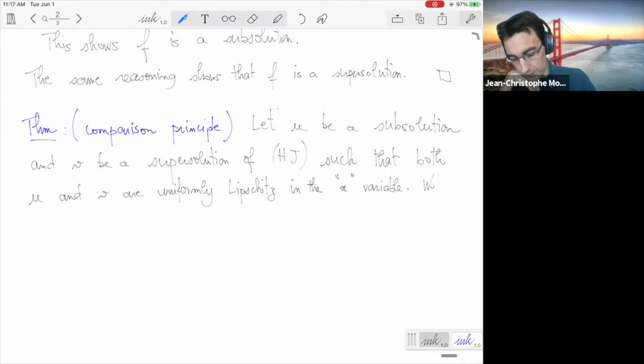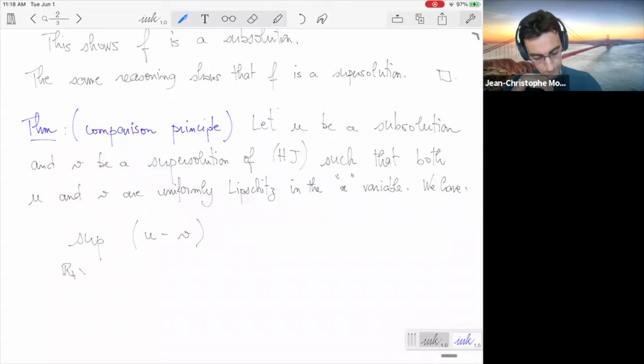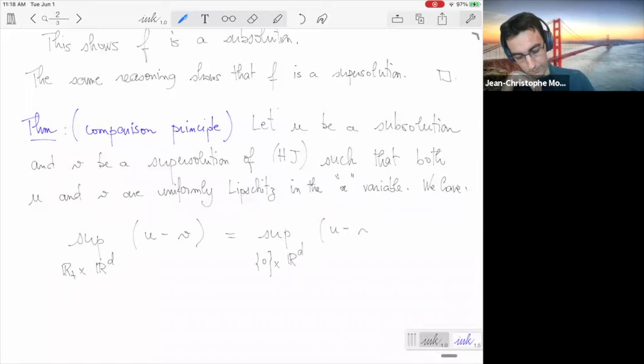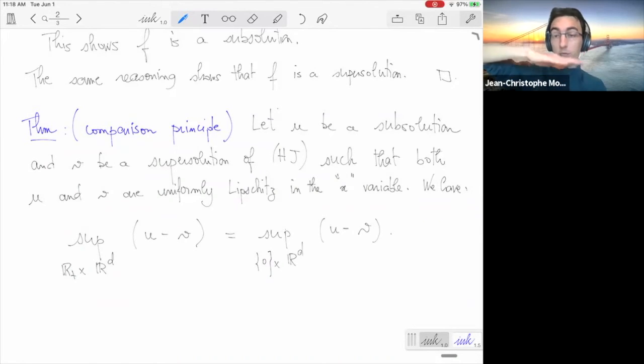So the claim is that the supremum of u minus v is achieved at the initial time. So a sub-solution, you should think of this as something which stays below the true solution, and the super solution is something that may go above the true solution. And we're saying that, let's say that at initial time, u is below v, so sup of u minus v is, let's say it's 0. So they are touching, but u is below v. Then this comparison is preserved over time.